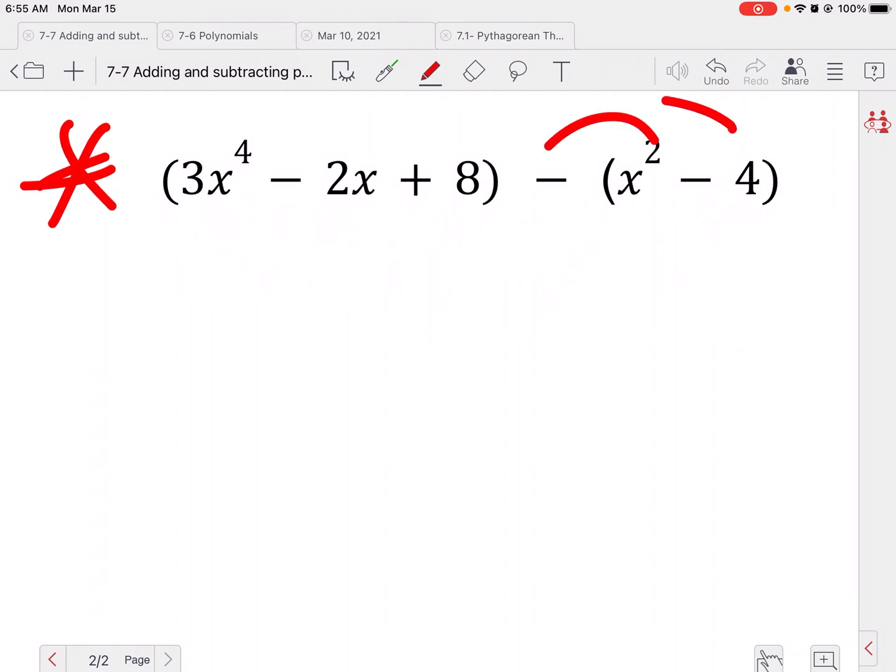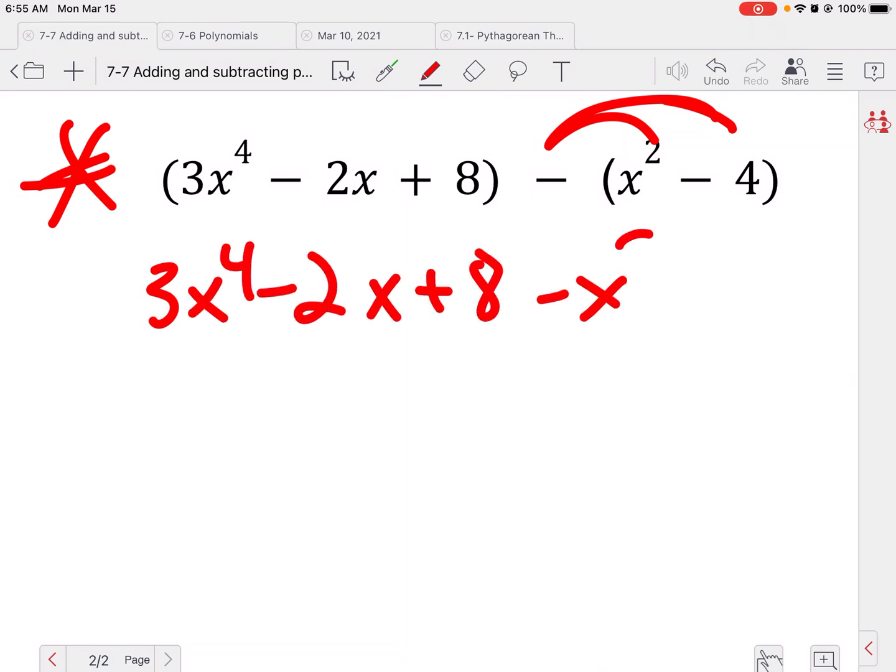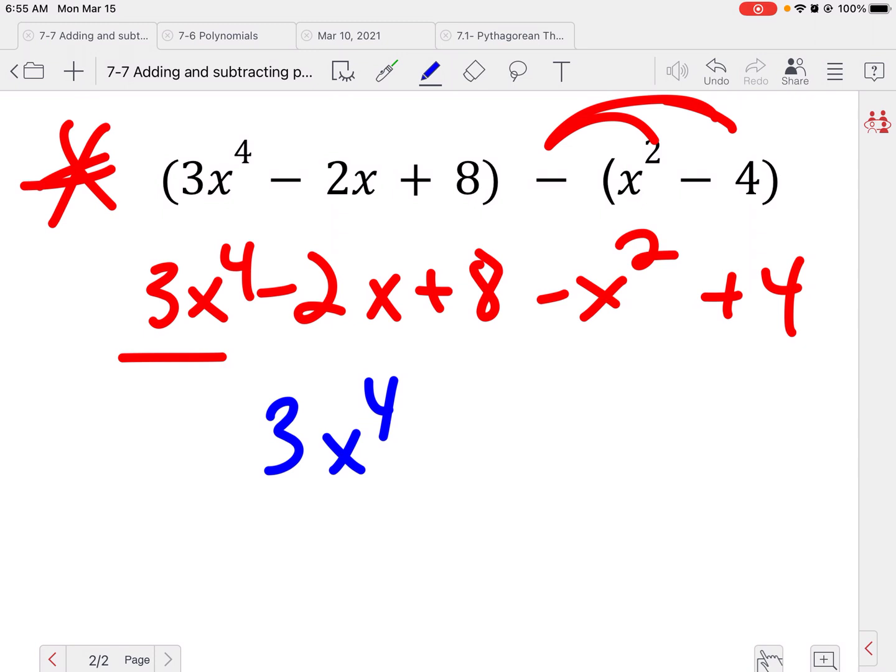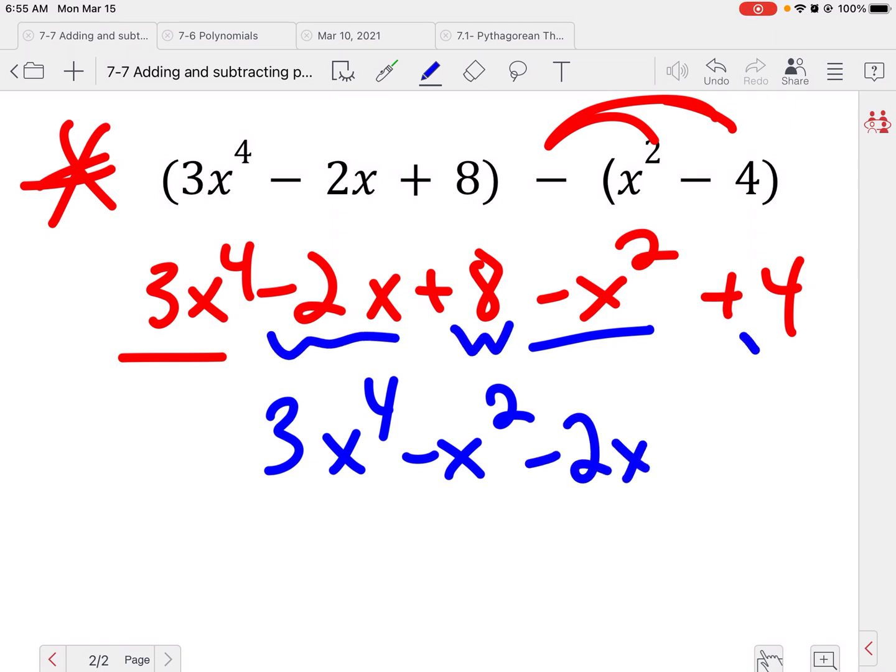Again, let's make sure we're distributing this negative here. So we have 3x to the fourth minus 2x plus 8 minus x squared plus 4. So I have an x to the fourth, nobody to combine with, so it's just going to come along down. We have no x to the third, so no big deal there. X squared, none to combine with, and then we have some x's, so minus 2x, and then we have our constants. So 8 plus 4 is 12.